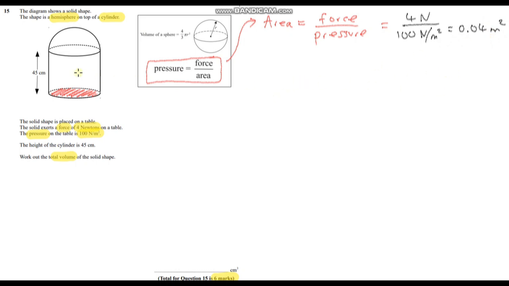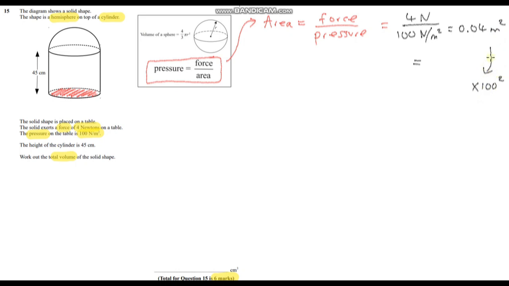Now, before I go any further, I'm just noticing that the height is given in centimeters, but our area of our circle is in meters squared. So let's convert this into centimeters squared. So let's think about, how do we go from meters squared to centimeters squared? Well, we need to multiply by 100 squared. And you need to be really careful, because if we were just going from meters to centimeters, we would only need to multiply by 100. But because we're going from meters squared to centimeters squared, we need to multiply by 100 squared.